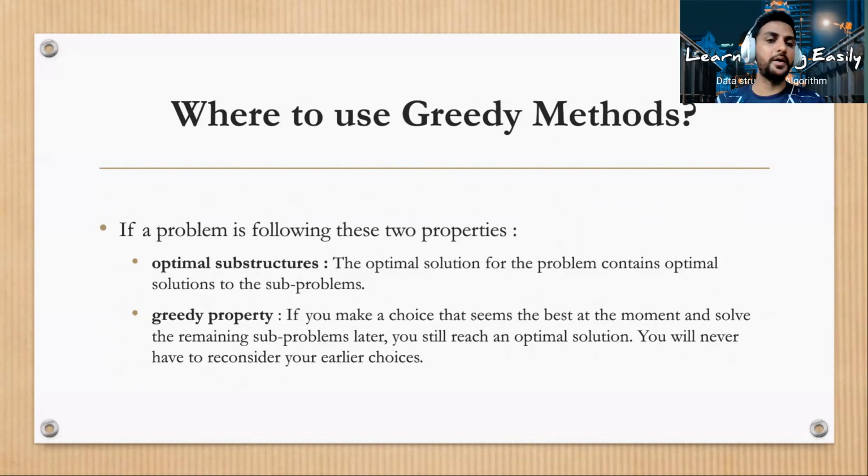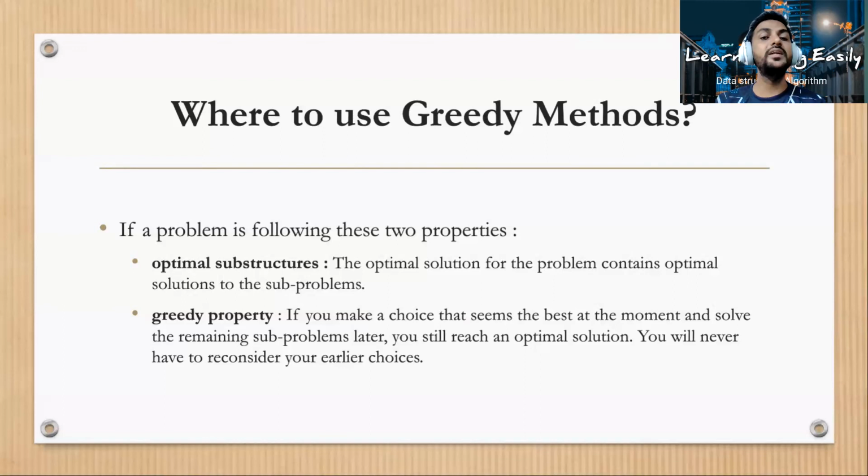So always think about a problem. Whatever problem you get, just think about these two properties. Is your problem satisfying the optimal substructure property? Second, is your problem satisfying the greedy property? It means if I choose the best choice at the moment and I keep doing this until I reach the last, will it give me the best solution or not? That is the greedy property.